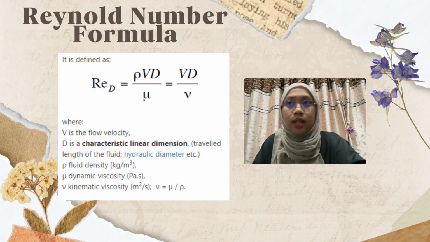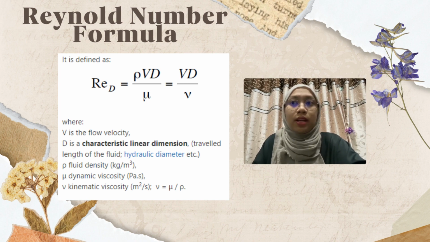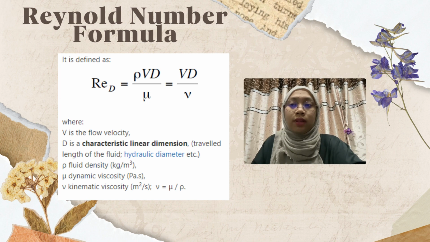As we can see, there is the Reynolds number formula. Let me explain the capitals V, D, P, M, and V. V is the flow velocity. D is a characteristic linear dimension. P is fluid density and the unit is kg per m3. After that, M is dynamic viscosity, which has the unit Pascal second. And the last one is kinematic viscosity, and the unit is m square per s.